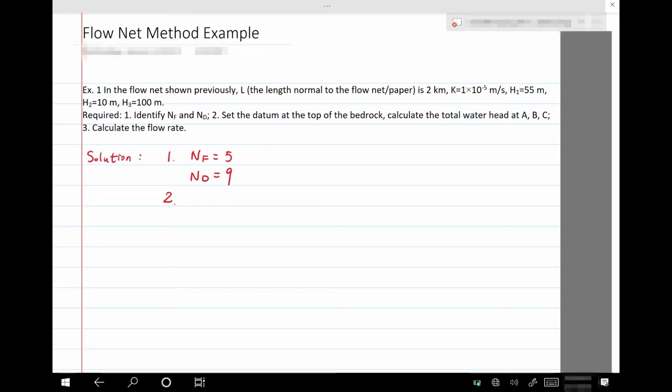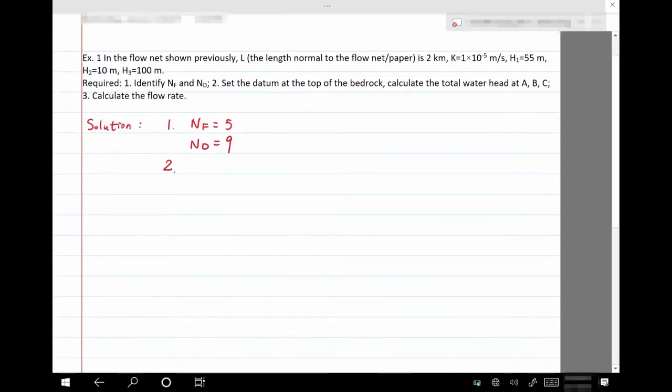Here, actually, we do it in a similar way. But now it's different. We don't calculate the i directly. We calculate the head loss per unit drop. So we don't do it in a continuous way. Now, everything is discrete because we are talking about a net. We are talking about lines. To do that, first, let's calculate the total head loss.